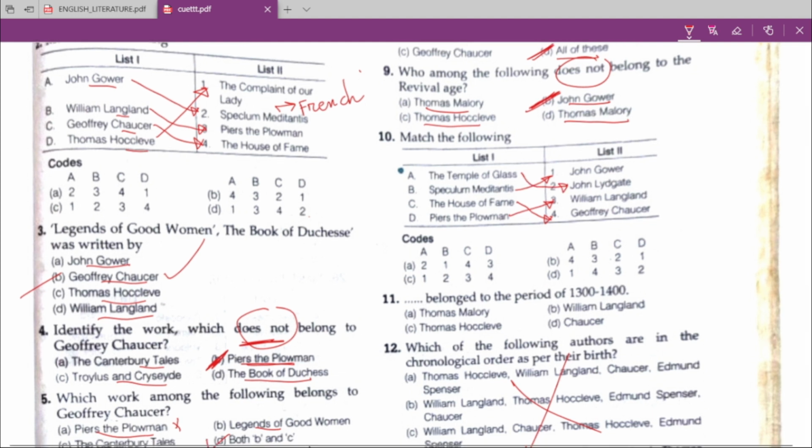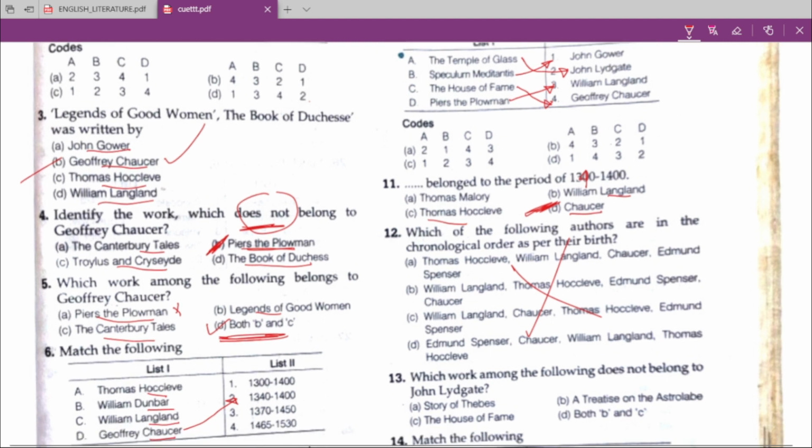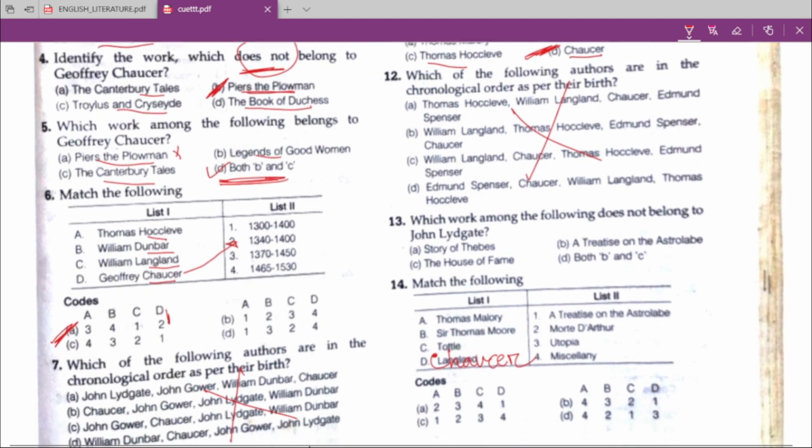Okay. Next question. Which of these belong to the period of 1300 to 1400? Thomas Malory, Thomas Hoccleve, William Langland, and Chaucer. The question should be 1340 to 1400. So Chaucer is the right option. Chaucer belongs to the period of 1340 to 1400. Question number 12 is unnecessary.